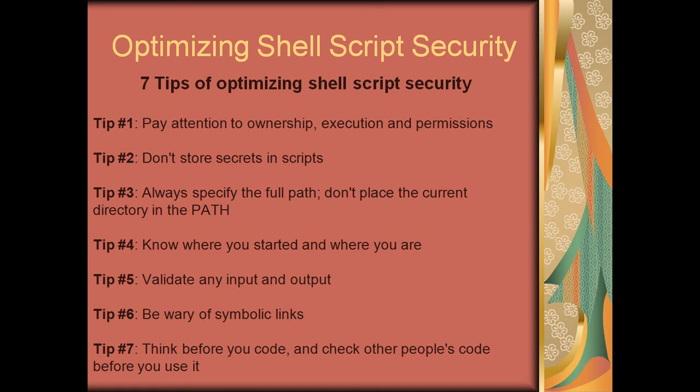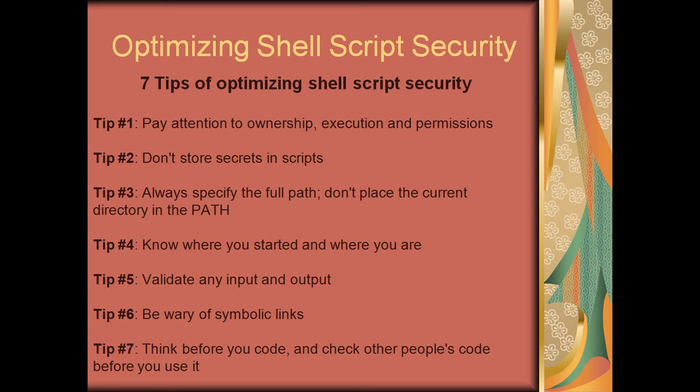Now that you know these tips on how to secure your shell script, let's optimize them. Here are 7 tips to optimizing your shell script security. Tip 1. Pay attention to ownership, execution, and permission. Tip 2, don't store secrets in scripts. Tip 3, always specify the full path. Don't place the current directory in the path.